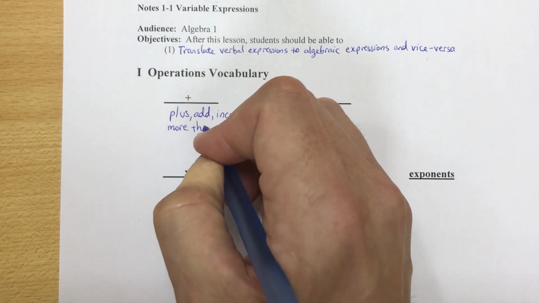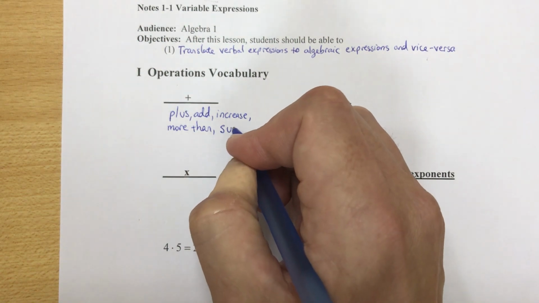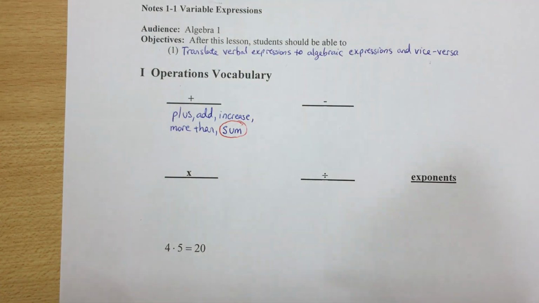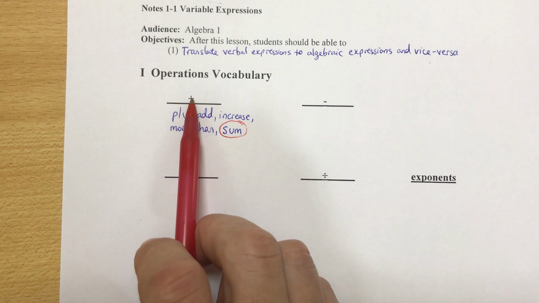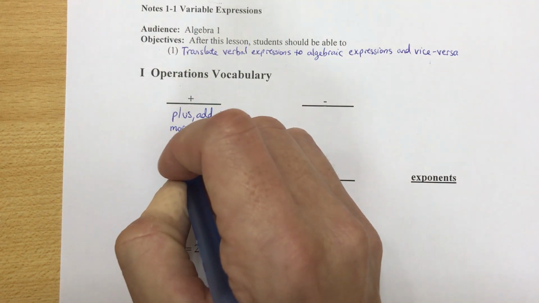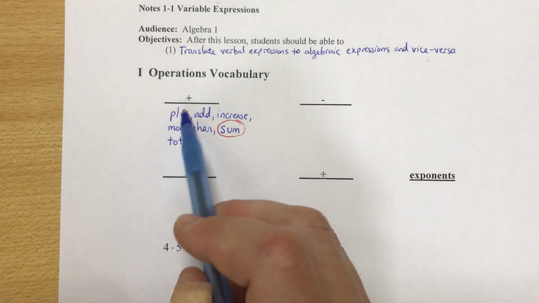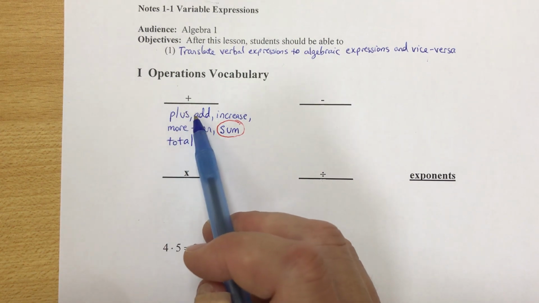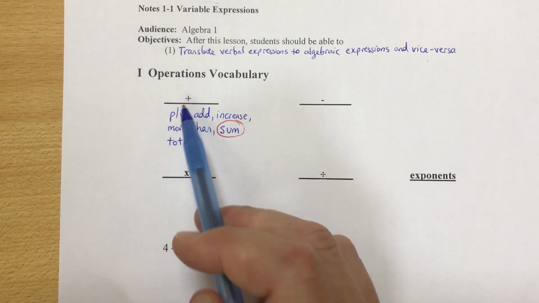But I'll tell you, probably the word that you'll see the most often is what we call sum. Okay, and I'm going to put a circle around that. The sum of two numbers, when you see sum, that means adding. Now, another word for sum, you'll also see the word total. Okay, so those are all different words that all mean the same thing. And it's just important that if you see these words, you're immediately thinking, okay, plus, I'm adding.